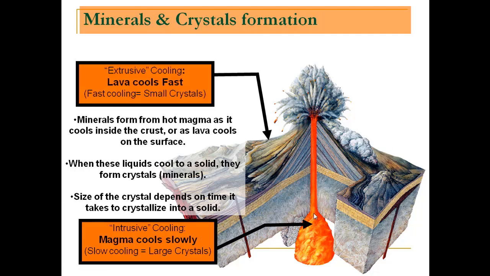Whereas when the molten material comes onto the surface of the earth in the form of lava, it will form extrusive igneous rock. The lava cools down very fast. Due to fast cooling, it will form small crystals. When these liquids cool to solidify, they form crystals or minerals. The size of the crystals depends on the time it takes to crystallize into a solid form.